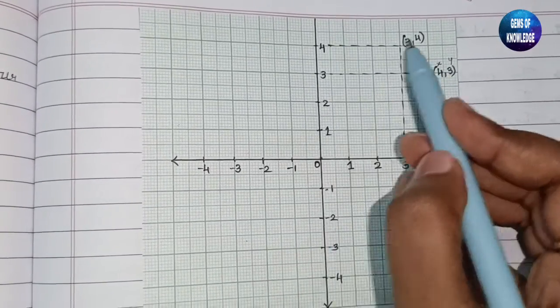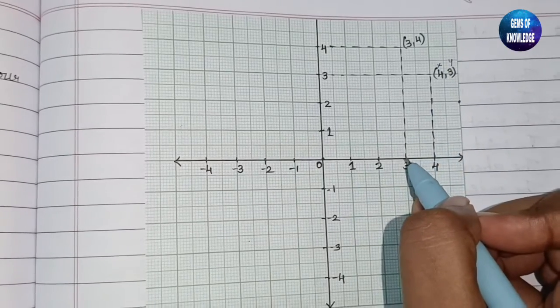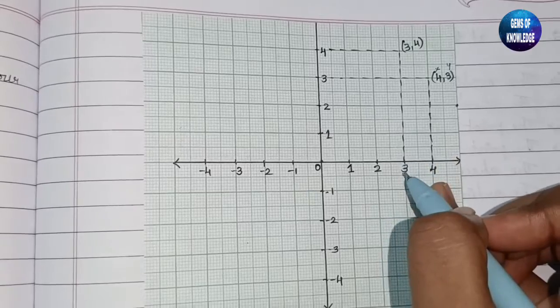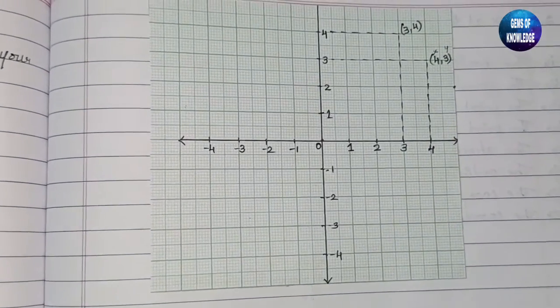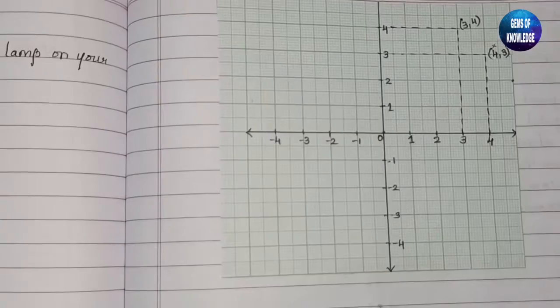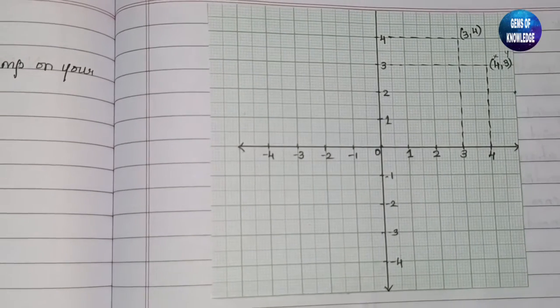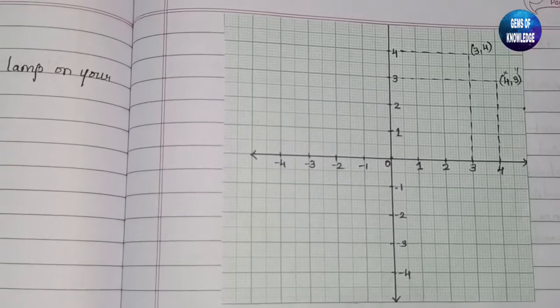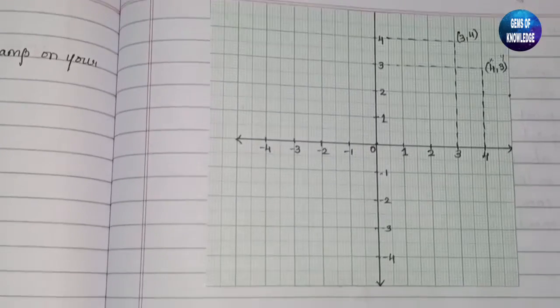Similarly, this is 3, 4 they have given. 3 is on the x axis and 4 will be on the y axis. So you just have to draw this dotted line to show this complete representation. So that's all with your exercise 9.1. Now we will quickly move on to the next exercise, that is exercise 9.2.